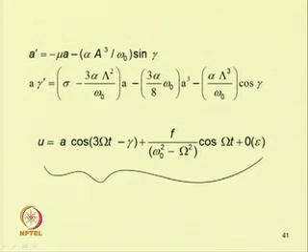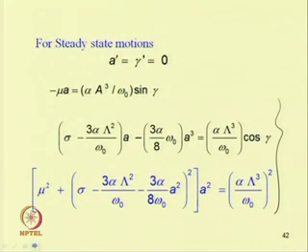u equal to A cos (3 omega t minus gamma) plus f by (omega 0 square minus omega square) cos omega t plus order of epsilon. For steady state, as we have already seen, it will reduce to a closed form solution. This is the closed form solution written in terms of sigma and A. Sigma is the detuning parameter of the system and A is the amplitude, here mu is the damping parameter of the system, and this term represents the forcing parameter of the system.